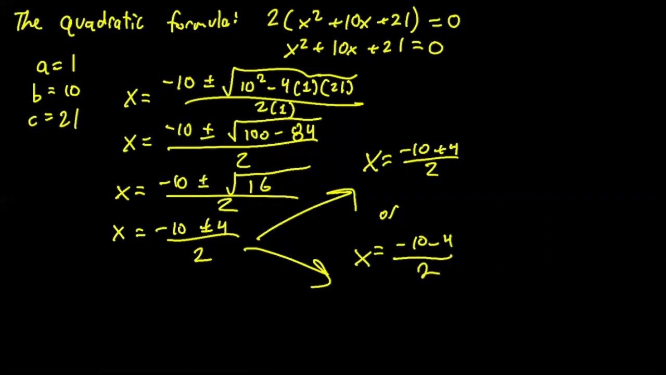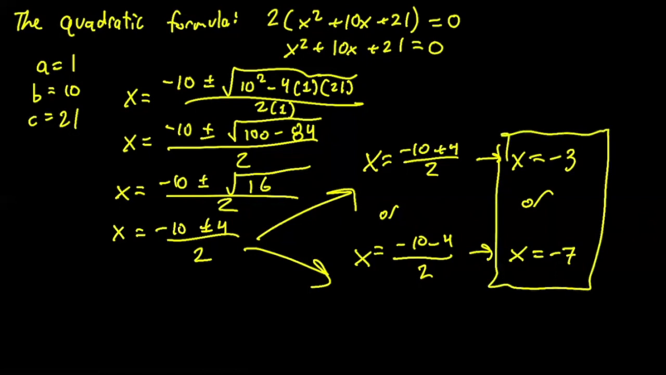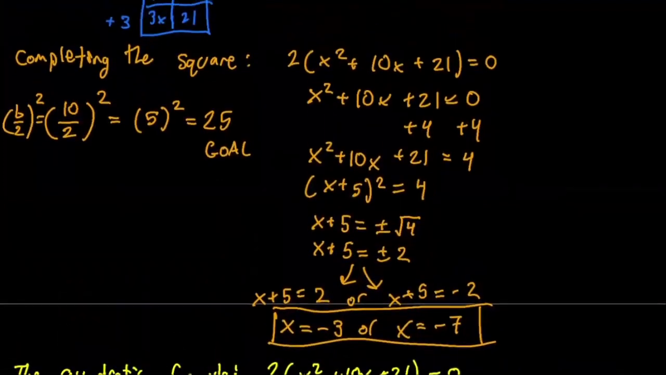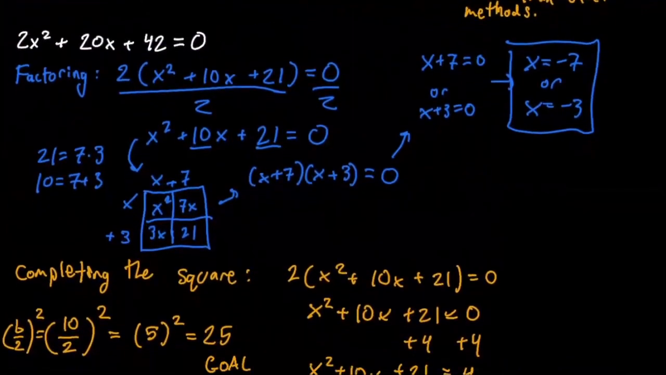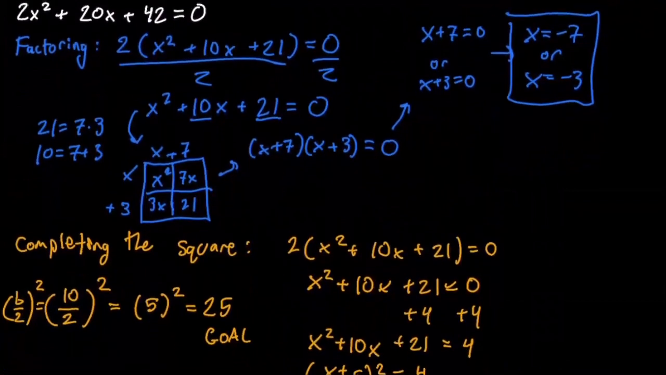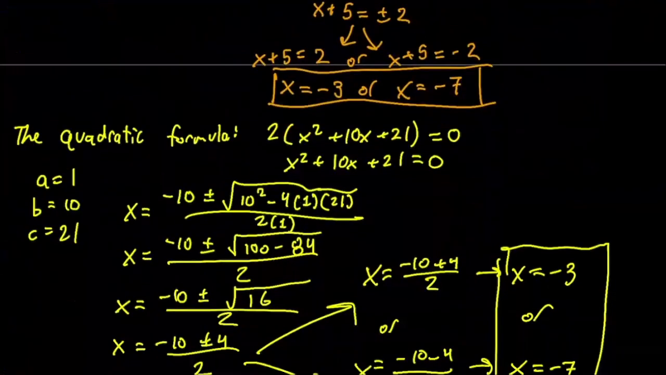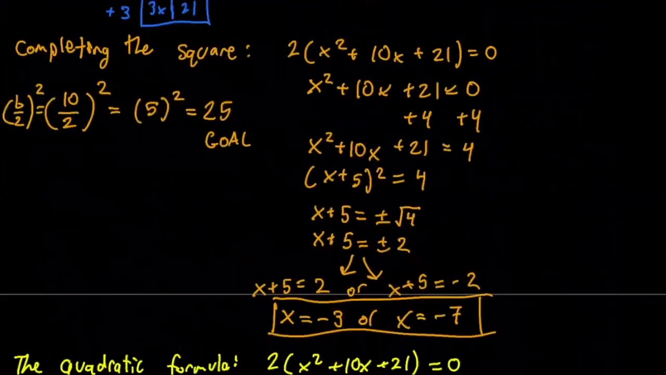And finally, we end up with x equals negative 10 plus 4 is negative 6, negative 6 over 2 is negative 3, or negative 10 minus 4 is negative 14, negative 14 over 2 is negative 7. So again, we end up with these same solutions no matter what method we use. We'll end up with the same solutions to our quadratic. However, here there were a few more calculations that we had to make compared to completing the square or especially factoring. So we didn't have to do any squaring and factoring, for example. So here we use three different methods to solve this equation.